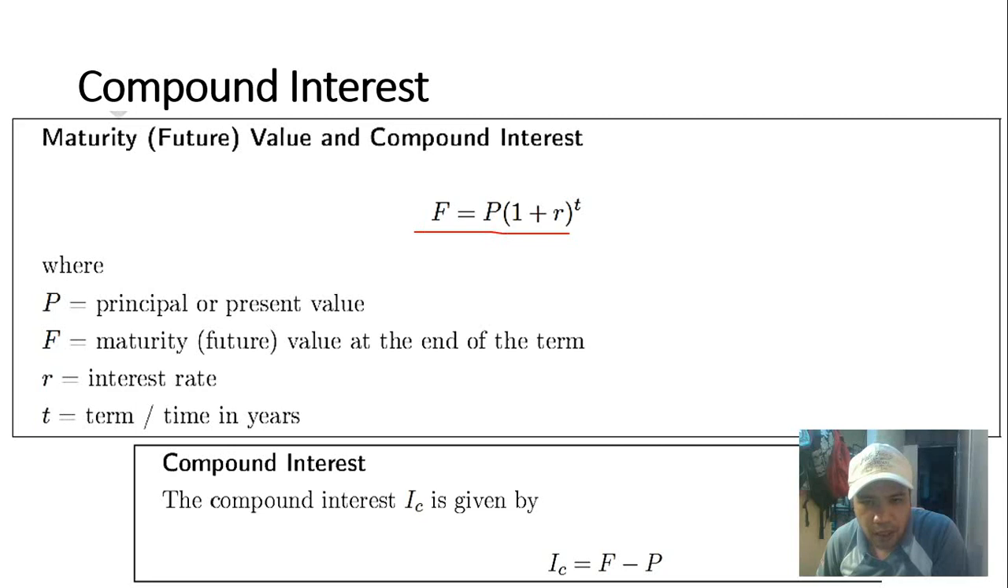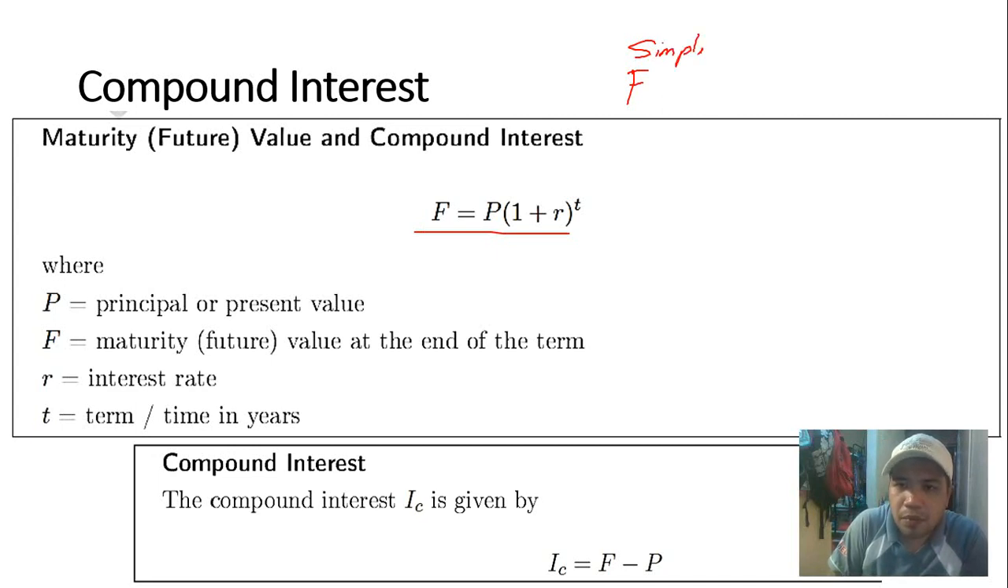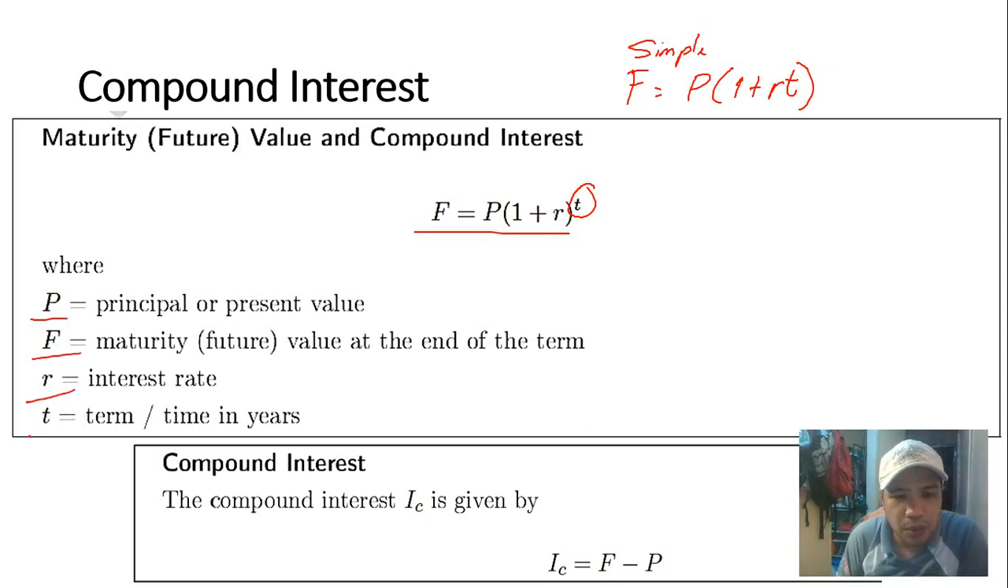Okay, so for the formula, if you can remember, the maturity value for the simple interest is equal to P times 1 plus RT. This time, T is an exponent for the compound interest. So, same thing, P for principal, F for maturity or future value, R for the interest rate, and T for term in years. We are emphasizing in years because we still have compounding more than once a year in the next topic.